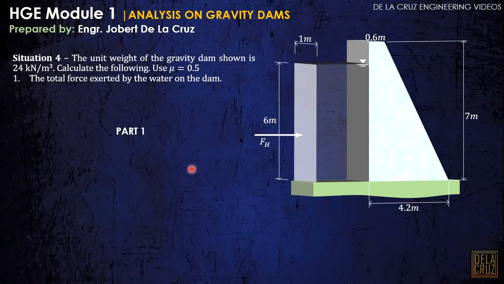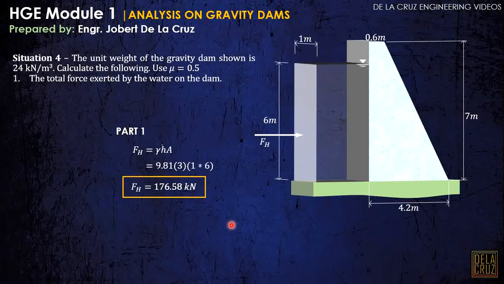So by this formula, gamma bar h times area. Our bar h here, since the height of the water is 6 meters, should be half of this 6, and our area is this rectangular projection. So gamma of the water is 9.81, bar h is half of 6, or 3, and the area projected is 1 times 6. So we have 176.58 kilonewtons. That is for part 1. Very easy. Now, how about part 2?